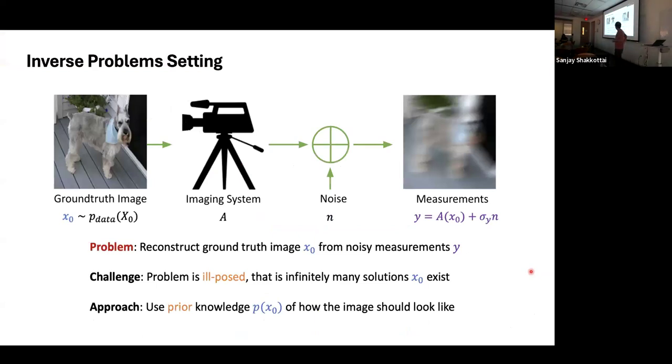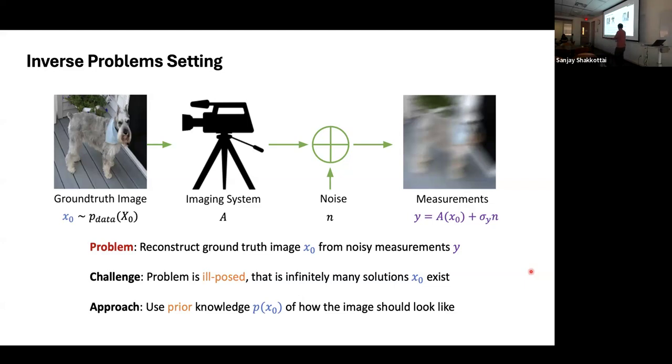The classic problem for these kinds of things is the inverse problem. I've got an image, I've got some imaging system, and there's noise after that, and you're going to get measurements, which is some corrupted version of this ground truth image. Here it is A of X0 plus some noise. And this classic inverse problem is, given this image, you want to reconstruct the ground truth. This problem in general is ill-posed because, depending on how corrupted these measurements may be, there are infinitely many solutions that could satisfy the measurements.